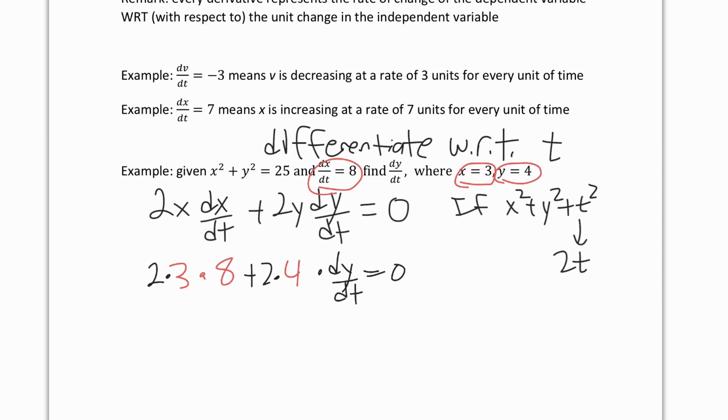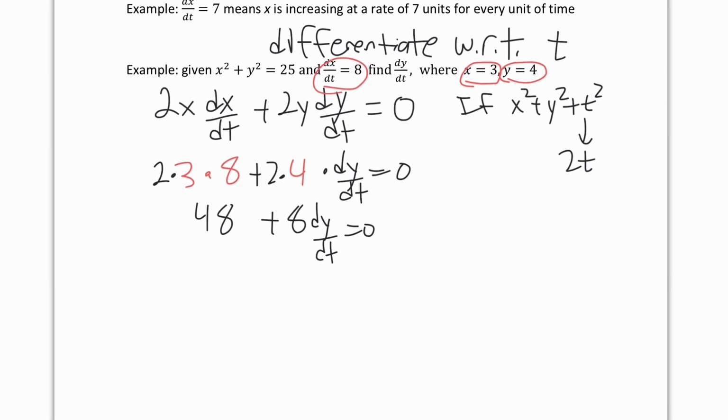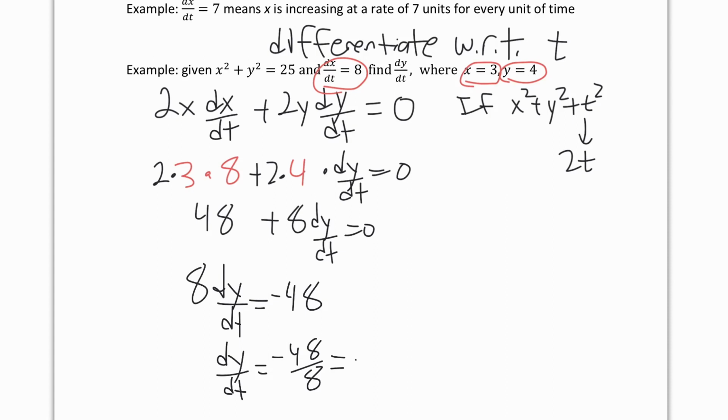Well, we can simplify this a little bit. 2 times 3 will be 6, times 8 will be 48, plus 8 dy/dt equals 0. So we can move 48 over to the other side, and we will get 8 dy/dt equals negative 48. We can divide both sides by 8, and dy/dt equals negative 48 over 8, which is negative 6. So we found dy/dt.